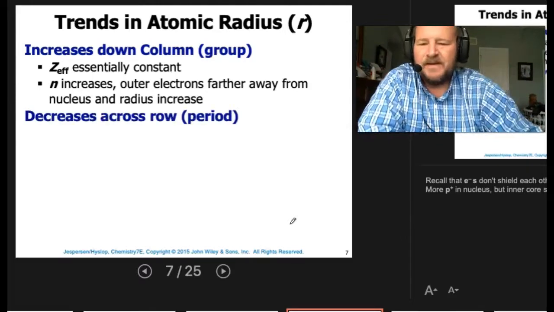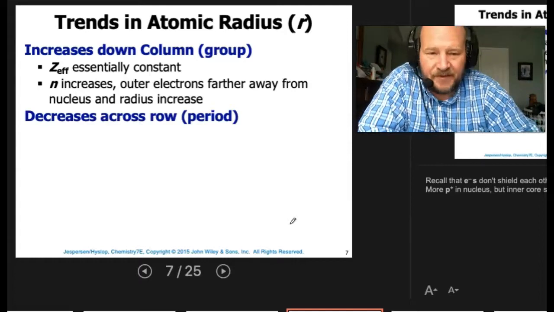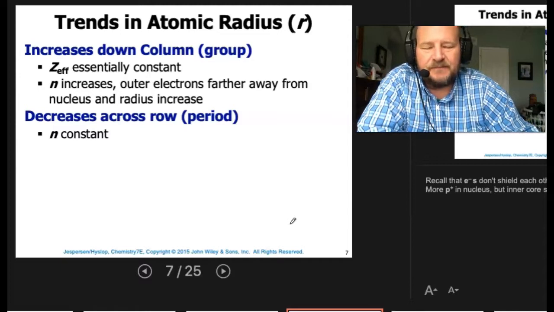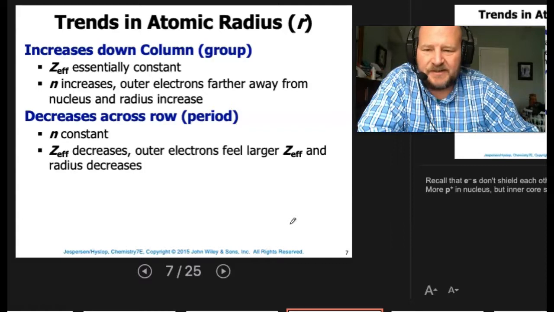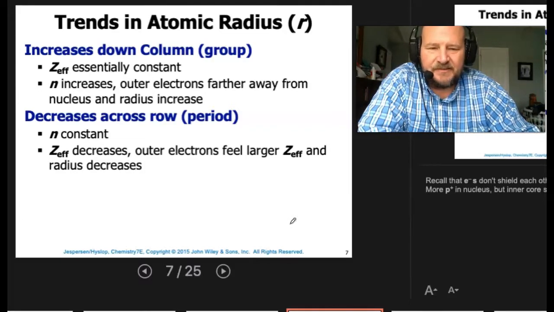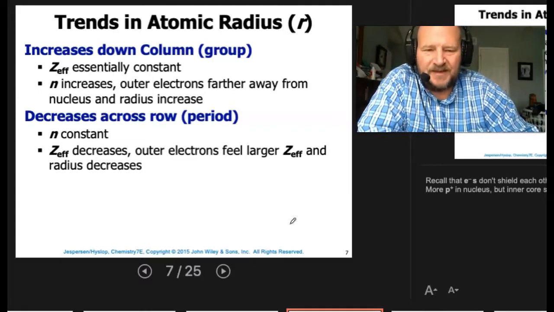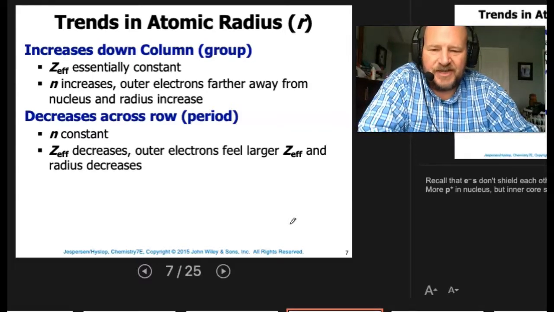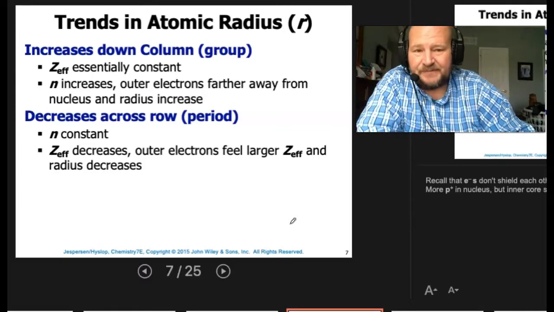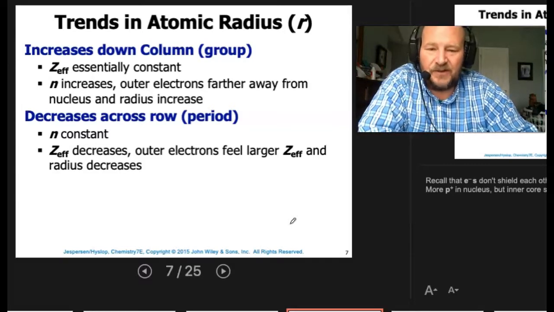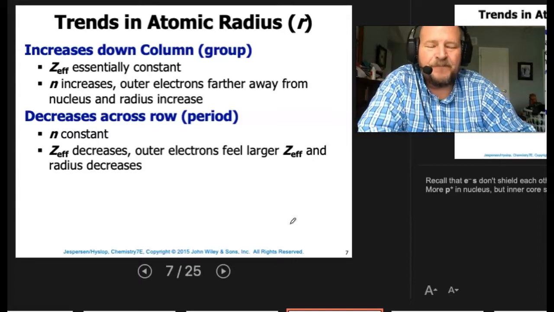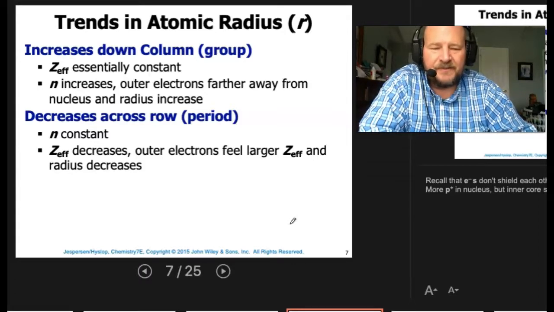Okay? Now, as we move across the periodic table, we'll see a decrease. Now here, it's going to be constant, right? So all the numbers are going to be constant. The shell is constant. We're adding 1 proton, and the distance is staying the same. The effective charge then is actually going to increase. So the outer electrons feel a larger Z effective, and the radius will actually decrease. So it's a little counterintuitive.